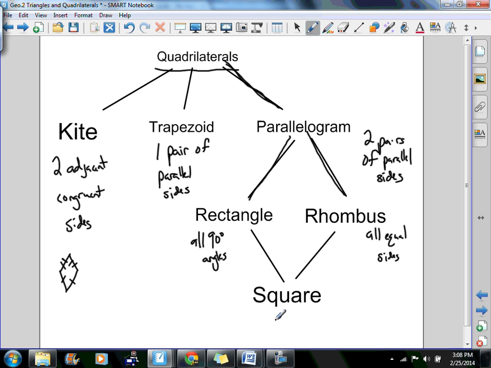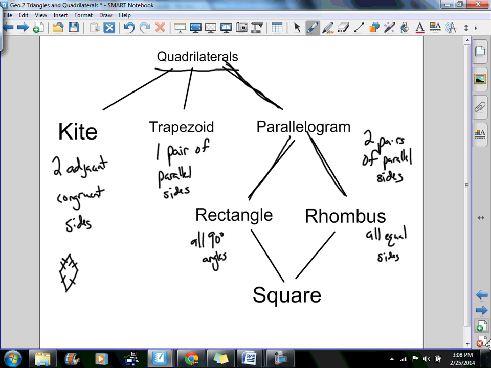Now, a square is going to be both a rectangle and a rhombus and a parallelogram. So a square has all 90-degree angles, all equal sides, and two pairs of parallel sides. So you move up the chart like that. So if you have a square, it's going to be a rectangle and a rhombus, a parallelogram, and a quadrilateral. But a kite will only also be a quadrilateral like that.